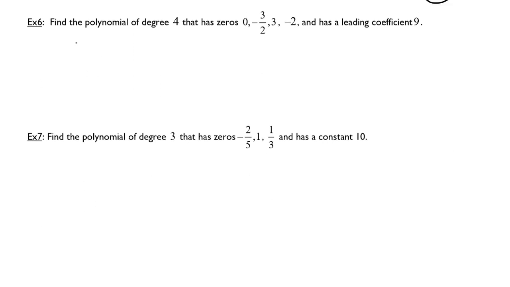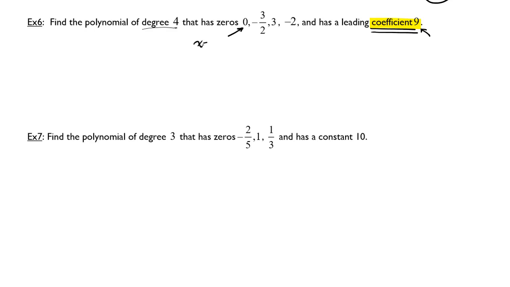In this first example, we are told that the polynomial needs to be found of degree 4 that has 4 zeros, 0, -3/2, 3, and -2, and has a leading coefficient of 9. We'll have to do some tricky stuff at the end to get a coefficient of 9, but let's just start out with identifying these zeros and what to do with them.